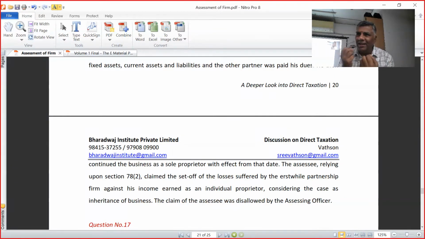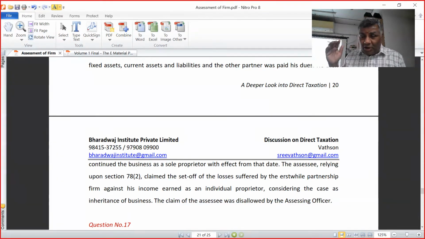Reverse is not possible. Leave alone this. Company into LLP is possible. Company into firm is like dissolution of a company or liquidation of a company and starting a new firm. You cannot take over anything. So coming back, this is not a recognized method of succession.